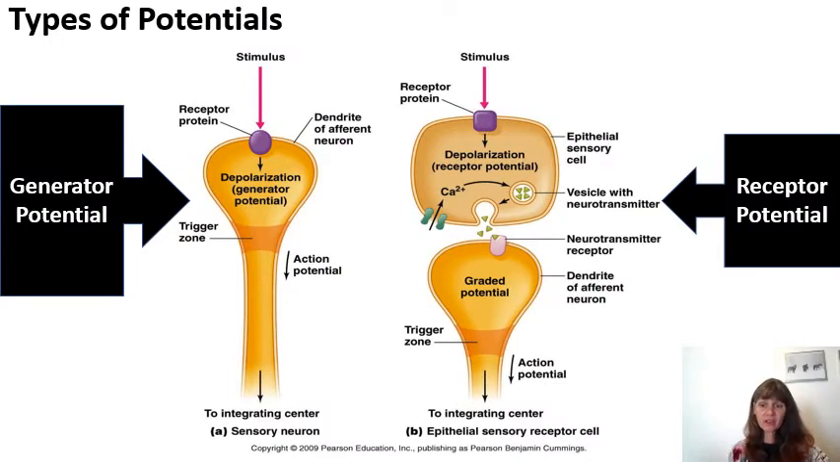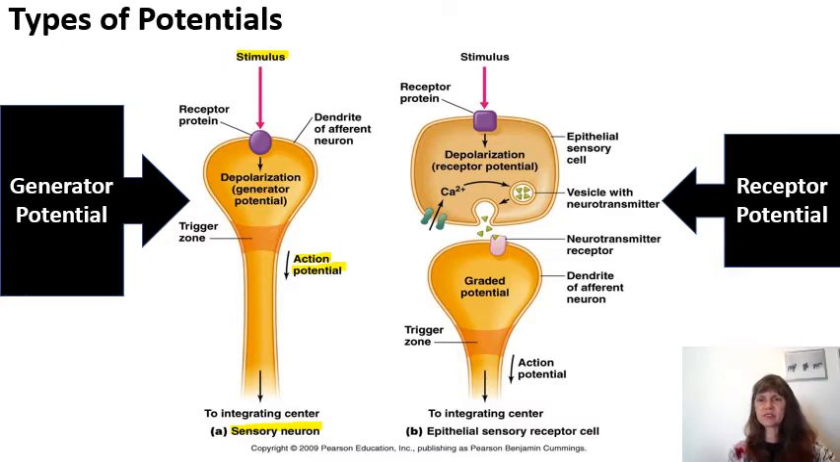On this slide, we've got a really nice illustration of the difference between a generator potential, which occurs directly on a neuron, where the stimulus causes depolarization of that membrane, and if it reaches threshold, that will generate an action potential, which is a nerve impulse.